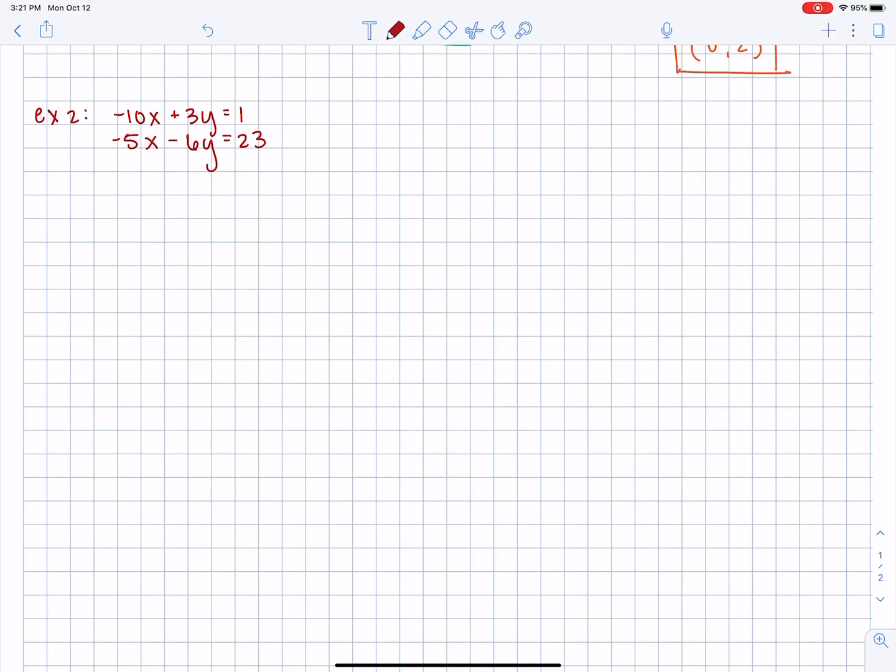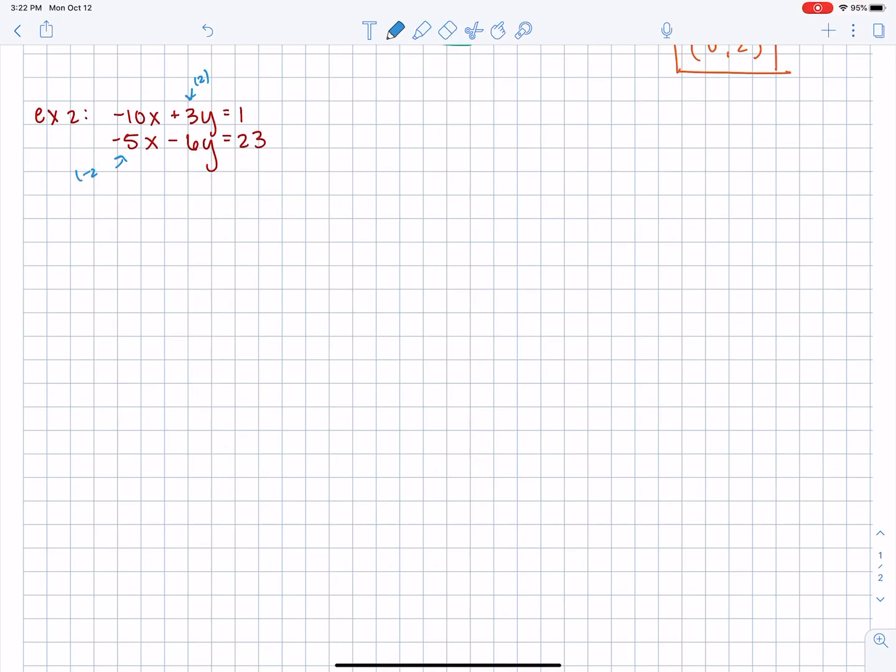Okay, so for me, you have 2 options here. Option number 1 is that you could go ahead and multiply this first equation by 2 and set up that variable as 6, or you can multiply the second equation by negative 2 and set up that variable as 10. So I'm going to choose the second one.